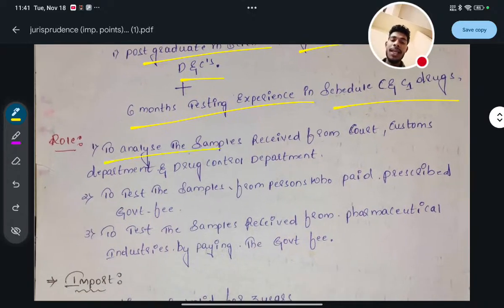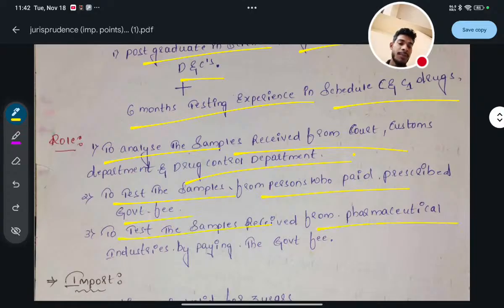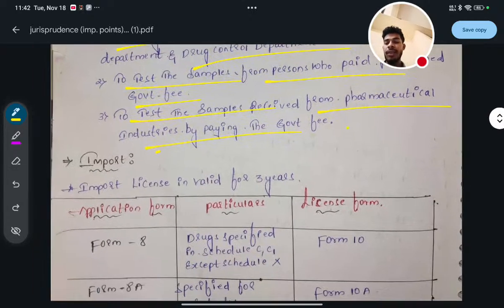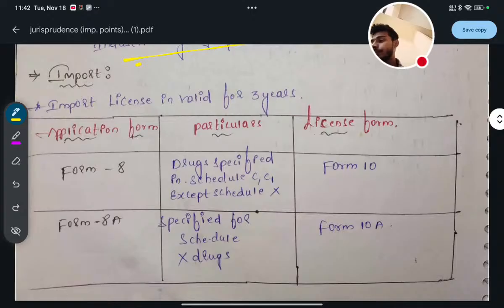Role: to analyze the samples received from the court, customs department and drug control department, to test the sample from a person who paid the prescribed government fee, and to test the sample received from the pharmaceutical industries by paying the government fee. Okay, next, import.